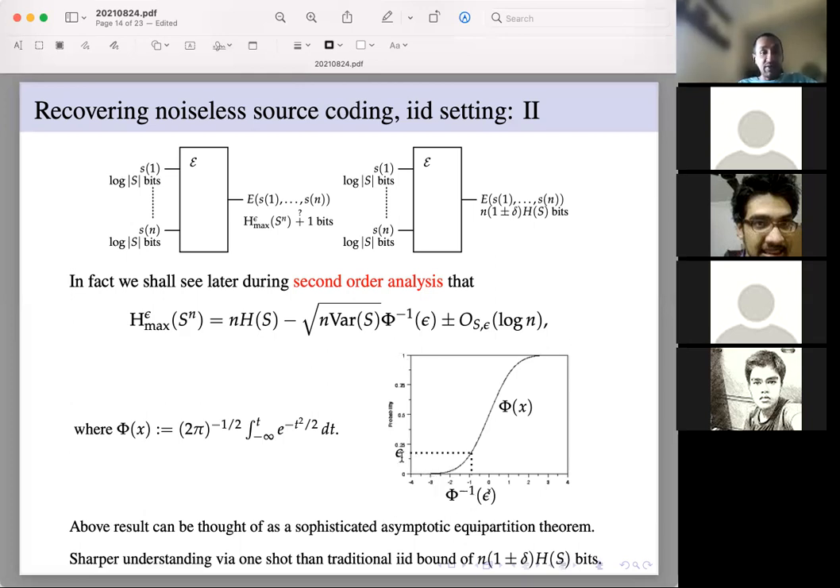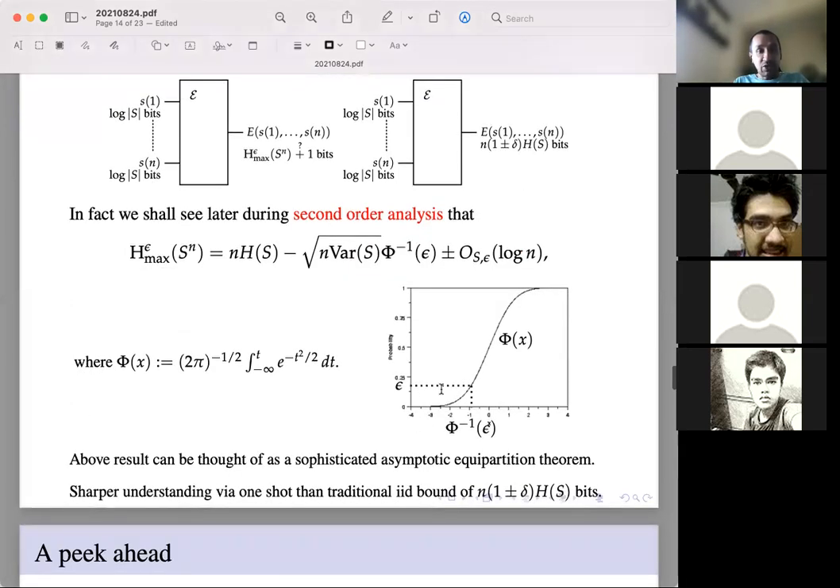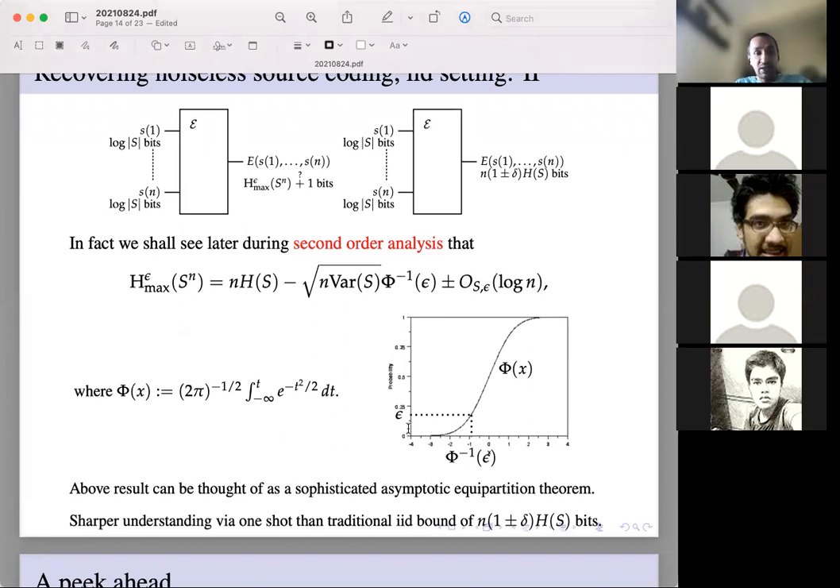And this is the inverse of this function. Given a probability threshold epsilon, phi inverse epsilon is the x such that the probability of the Gaussian giving a value to the left of x is less than or equal to epsilon. Okay. So that is the meaning of phi inverse. You can see that phi inverse of half is 0. That is here, this is half. Phi inverse of half is 0. So for small epsilon, phi inverse of epsilon is a negative number. That's why this is a positive quantity. So it is slightly worse than nHs.